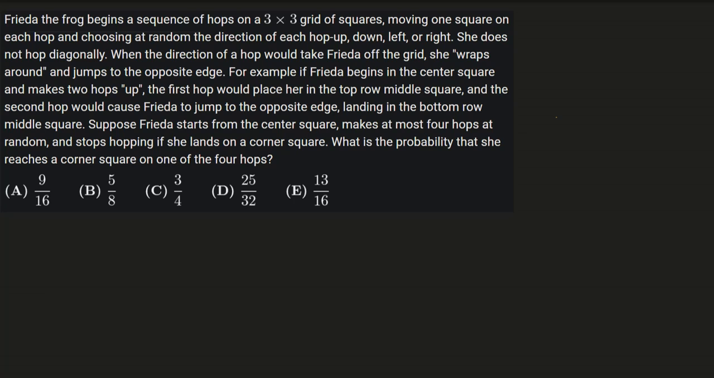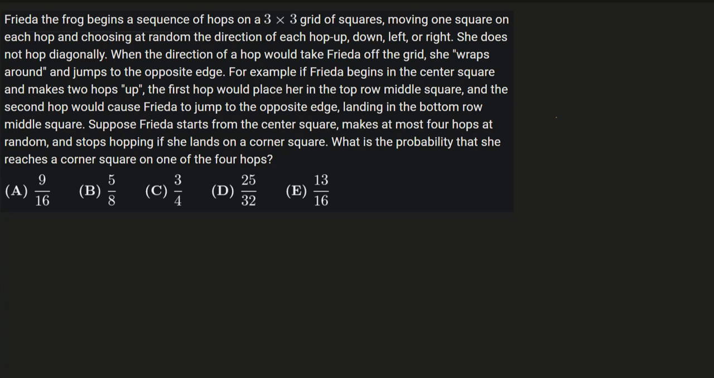When the direction of a hop would take Frida off the grid, she wraps around and jumps to the opposite edge. For example, if Frida begins in the center square and makes two hops up, the first hop would place her in the top row middle square, and the second hop would cause Frida to jump to the opposite edge, landing in the bottom row middle square.